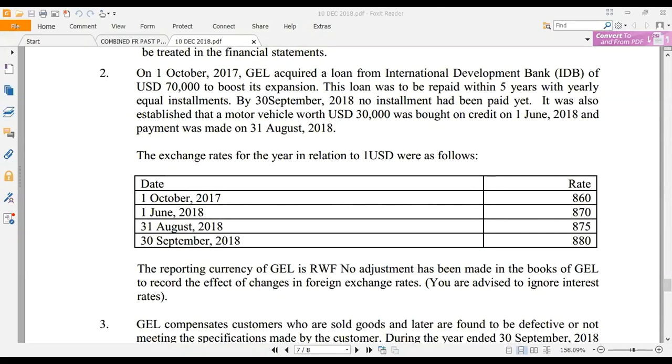I'm sorry for that technicality. My screen went off. Sorry.